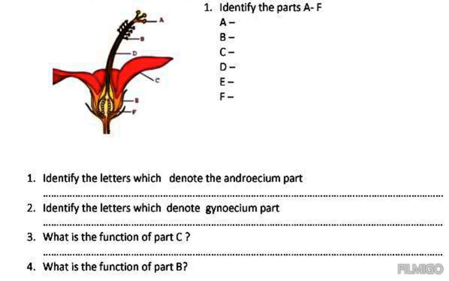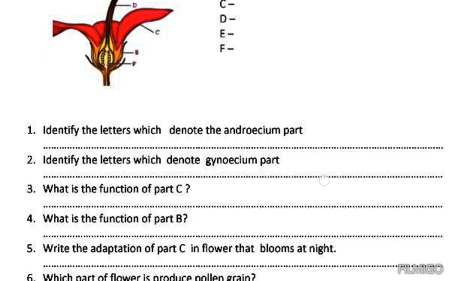Question number 3. What is the function of part C? What is part C? It is petals. You know, plants have different colors of petals. Some are white in color, some are very colorful. What is the function of petals? Petals attract insects for pollination as well as protect the internal parts of the flower. So for the third question, the answer should be that they attract insects for pollination and they protect the internal parts of the flower.